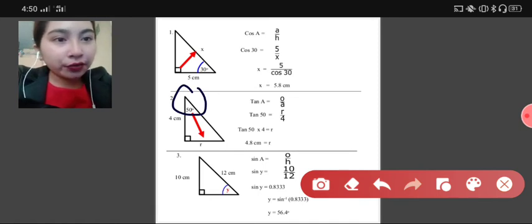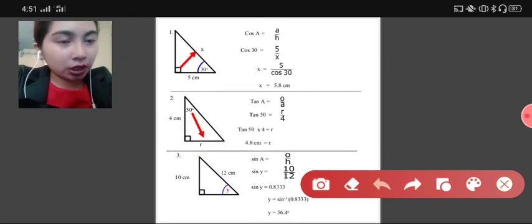Okay, tan 50 is equals to opposite, which is the R, over adjacent, which is the 4 centimeter. And tan 50 times 4 is equals to R. So tan 50 times 4 is equals to 4.8 centimeter. So, may value na tayo ng R. Ayun lang.